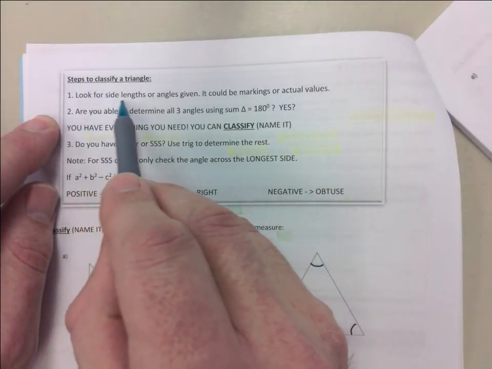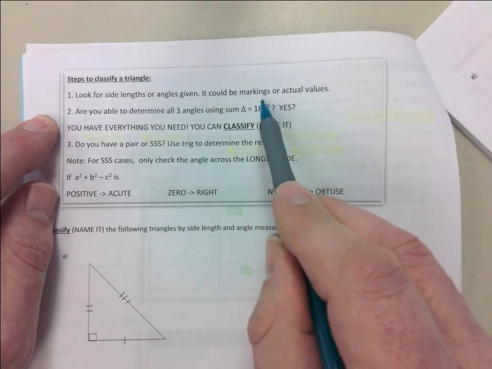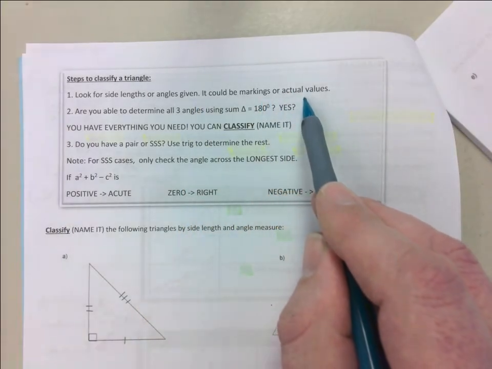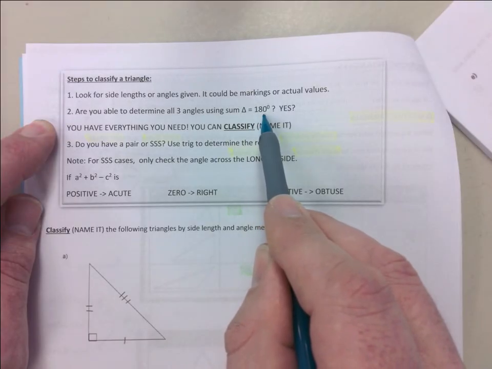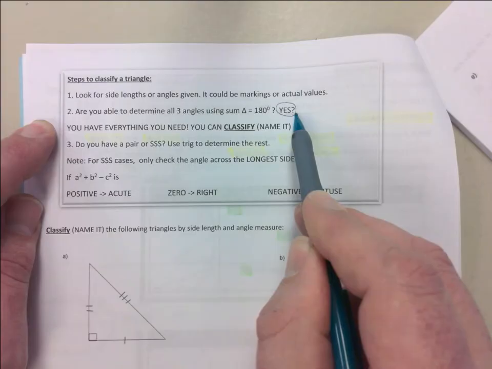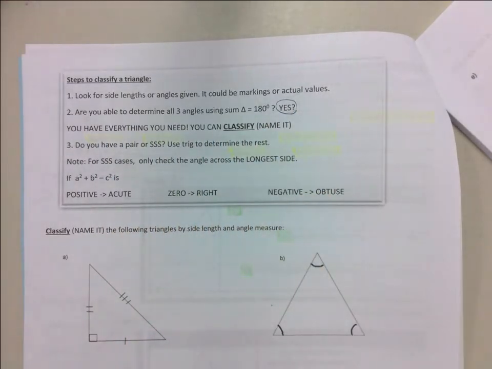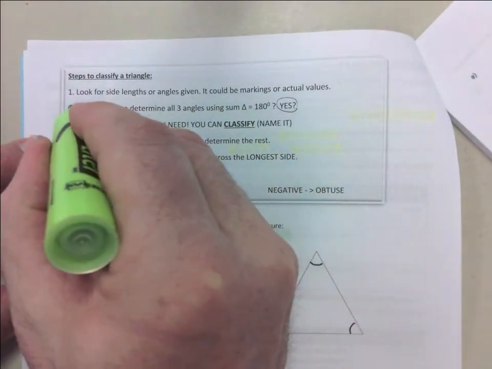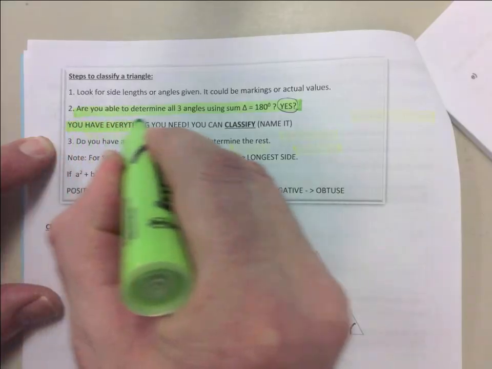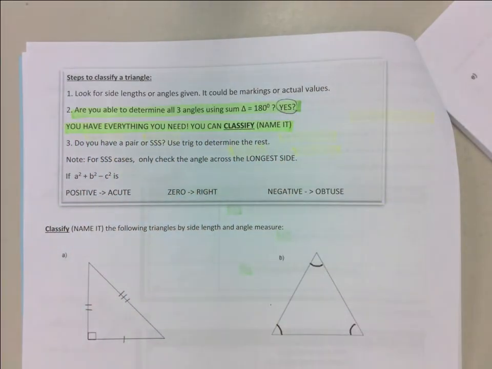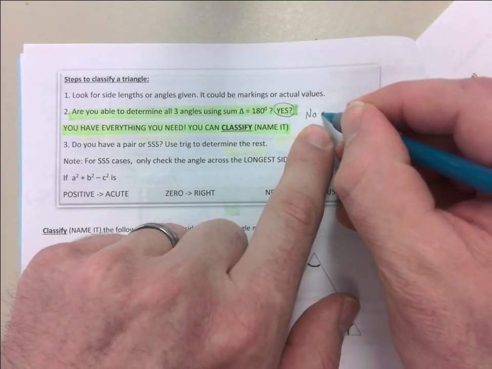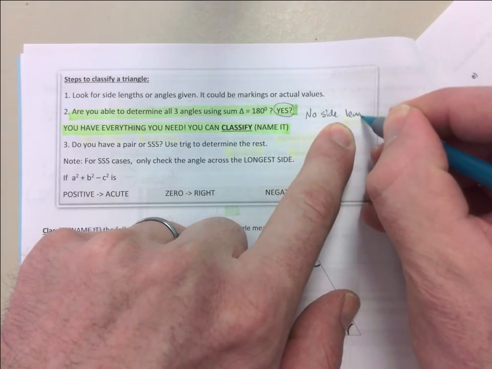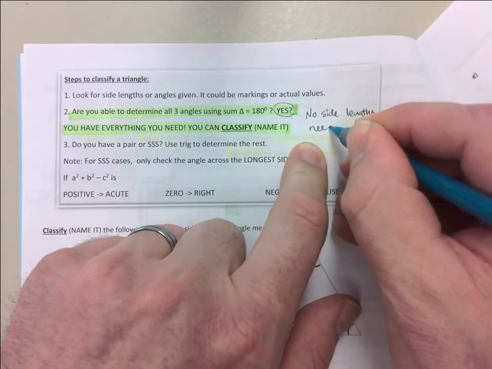Anyways, look for the side lengths and angles given. Are there any markings, or are there any actual values? Look for that. Are you able to determine all 3 angles using the sum of 180? If the answer is yes, you have everything you need. You can classify it, okay? So this is important. If you're able to determine all 3 angles, you have everything you need. Go ahead and just classify it. You don't need to know the side lengths. I will make a note: no side lengths needed.